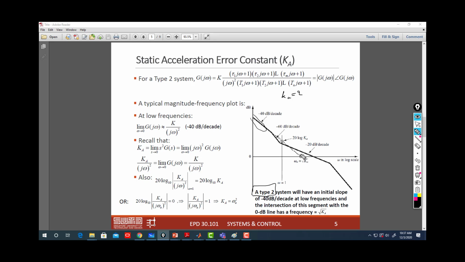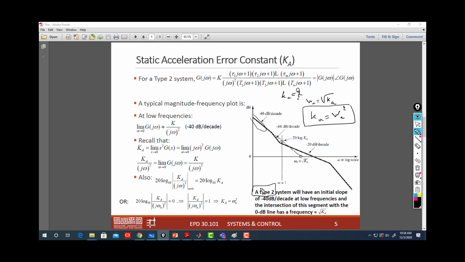And where it crosses the frequency axis, assuming its frequency is omega A, which is maybe 10, 100 radian per second, whatever. So this frequency, omega A, is equal to the square root of Ka. That means Ka is just omega A squared. So I find the frequency here and I take the square of it, I get Ka.